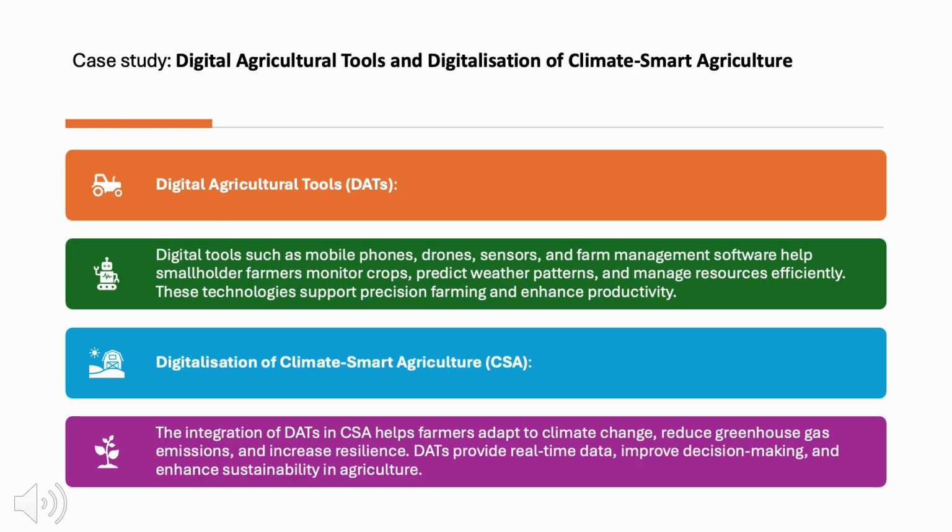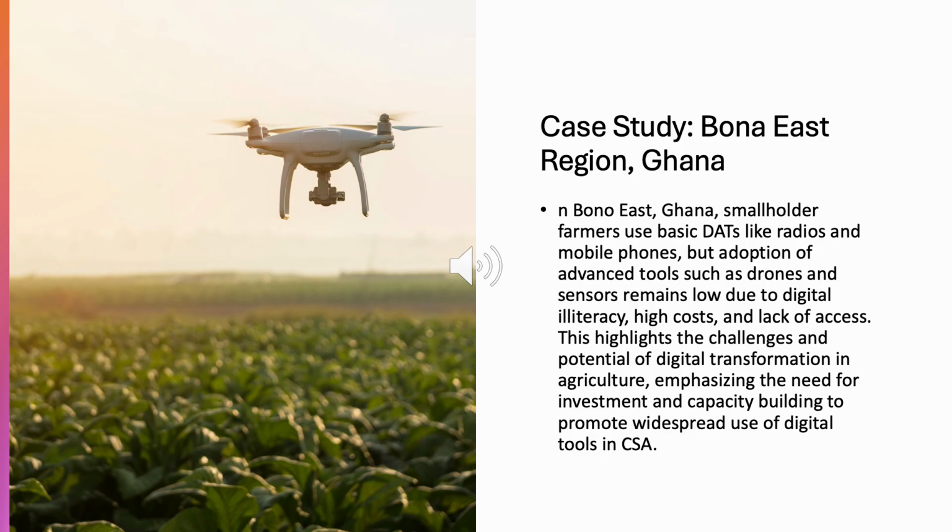Digitalization of climate-smart agriculture includes the integration of digital agricultural tools in climate-smart agriculture that helps farmers adapt to climate change, reduce greenhouse gas emissions, and increase resilience. The digital agricultural tools provide real-time data, improve decision-making, and enhance sustainability in agriculture. This case study in Bono East, Ghana, exemplifies digital transformation in agriculture by showcasing how smallholder farmers are incorporating digital agricultural tools like radios, mobile phones, and more advanced technologies to enhance climate-smart agriculture practices.